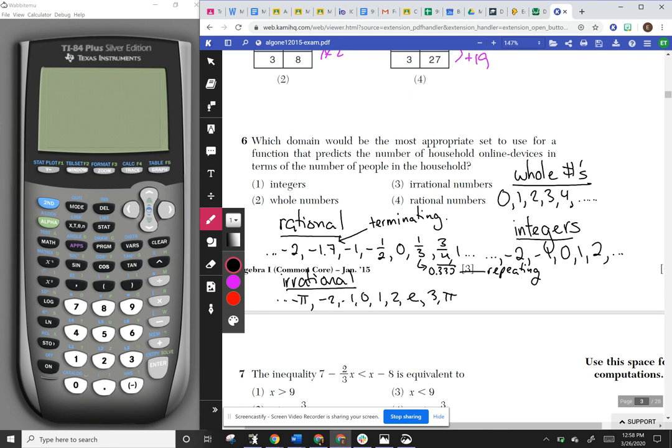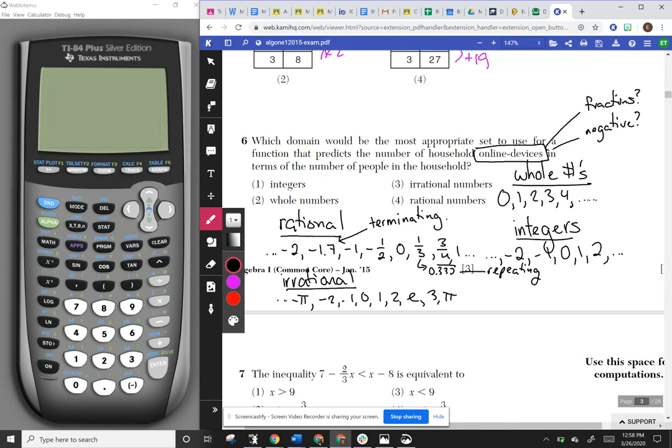So which domain would be most appropriate to predict the number of online devices, right? Okay, so usually what you want to think about here is can you have fractions? So fractions are decimals, right? And can they be negative? That's usually 2 good questions to start with. So can you have a fractional online device? No, right? You're not going to have half a laptop or half a smartphone.